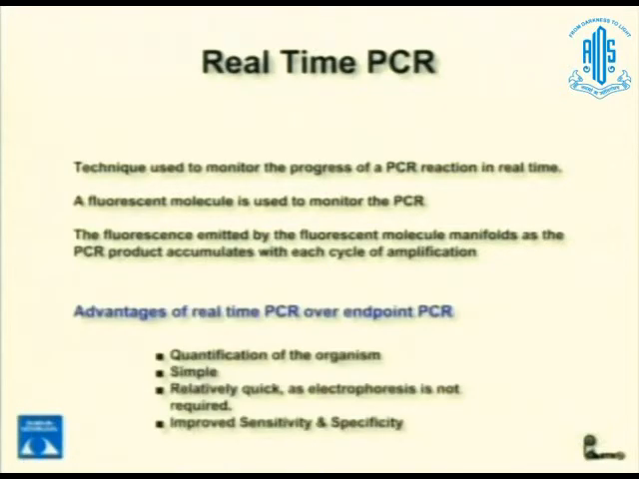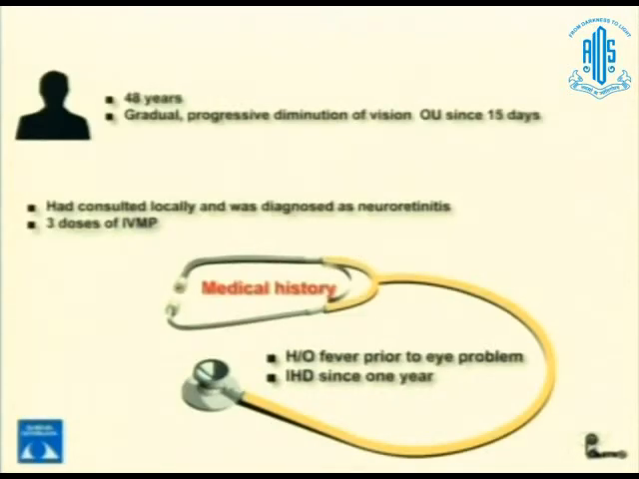Advantages are it quantifies the organism. It's very simple. It's relatively quick. The result can be obtained within 12 to 24 hours. And there is an improved sensitivity and specificity. Now, how is it useful? We'll show. I use the term quantification of the microorganism.